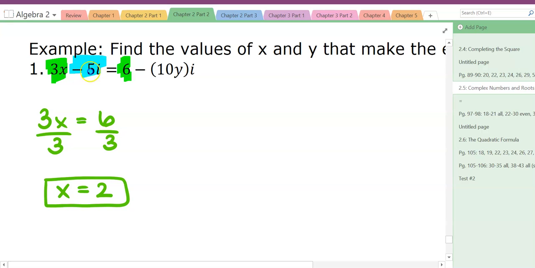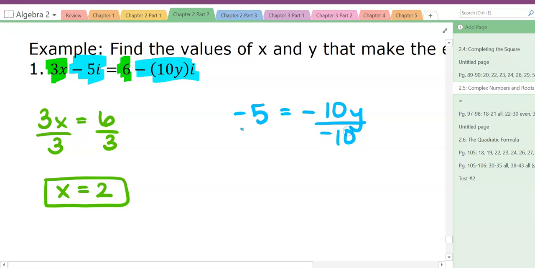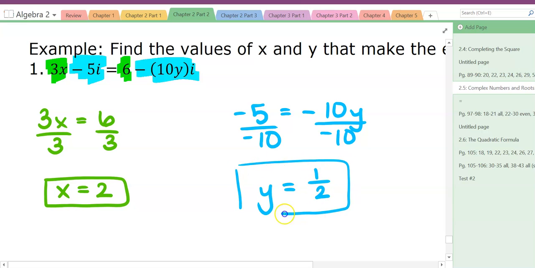Then I have this -5i and this -10y. So I had said on Friday when we went over these for the first time, they both have the i's. Those i's are technically going to cancel each other off, so you don't really need to bring them along if you don't want to. You can just grab that -5 equal to that -10y. You can drop the i's off right away. Then we would divide both sides by -10. So I have a -5 over a -10, which is going to reduce to a positive 1/2. There's my y value.